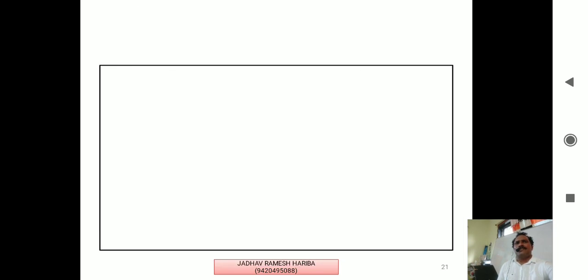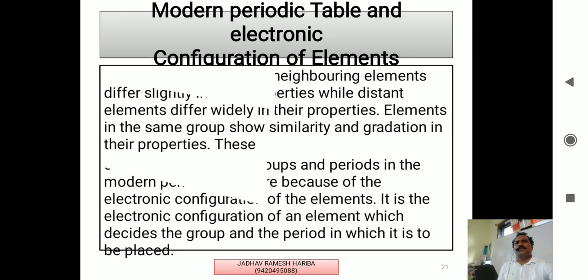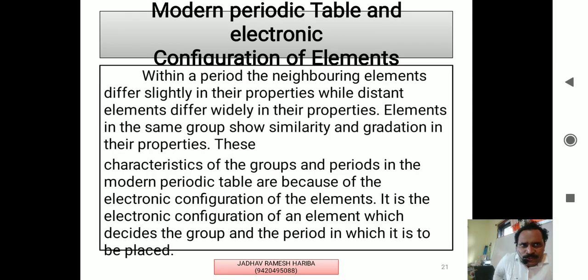Then we come to the modern periodic table and the electronic configuration of the elements. What is the electronic configuration? The distribution of electrons in different orbits is called the electronic configuration. Within a period, the neighboring elements differ slightly in their properties, while distinct elements in the same period differ widely in their properties.